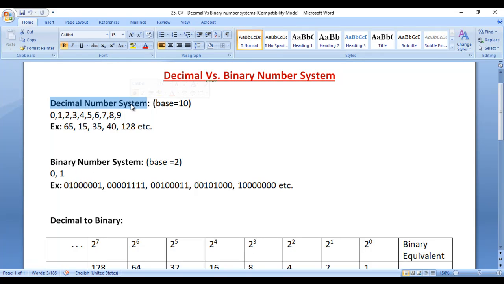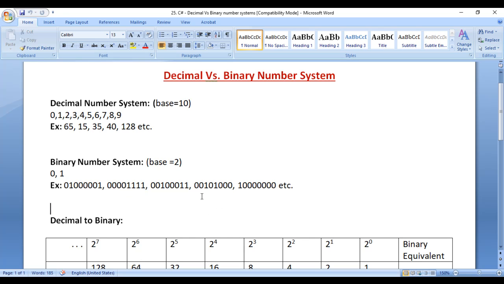In decimal number system, to represent any number, we take help of these digits. For example, to represent 65, in the first place we write 5, in the 10th place we write 6, guys. To represent 128, in the first place we write 8, in the 10th place we write 2, in the 100th place we write 1, guys. In binary number system, to represent any number, we write sequence of zeros and ones, guys. This sequence of zeros and ones indicates 65 in binary number system. This sequence of zeros and ones indicates 15 in binary number system, guys.